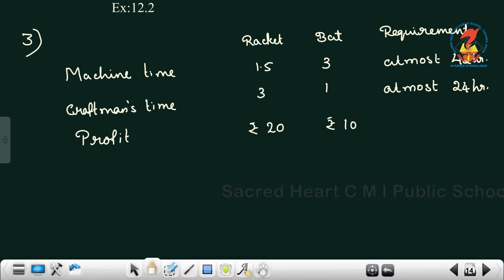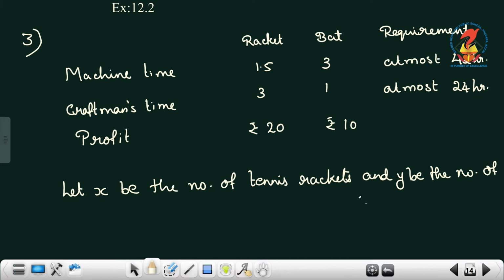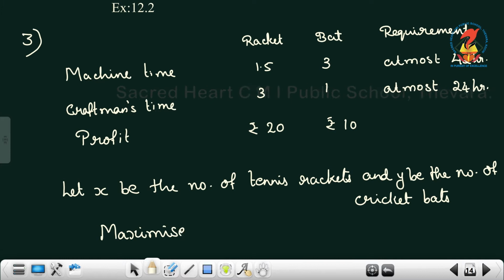Before that we need the number of cricket bats and tennis rackets. So let x be the number of tennis rackets and y be the number of cricket bats. Then the objective function is maximize Z equals the maximum profit we have to find.